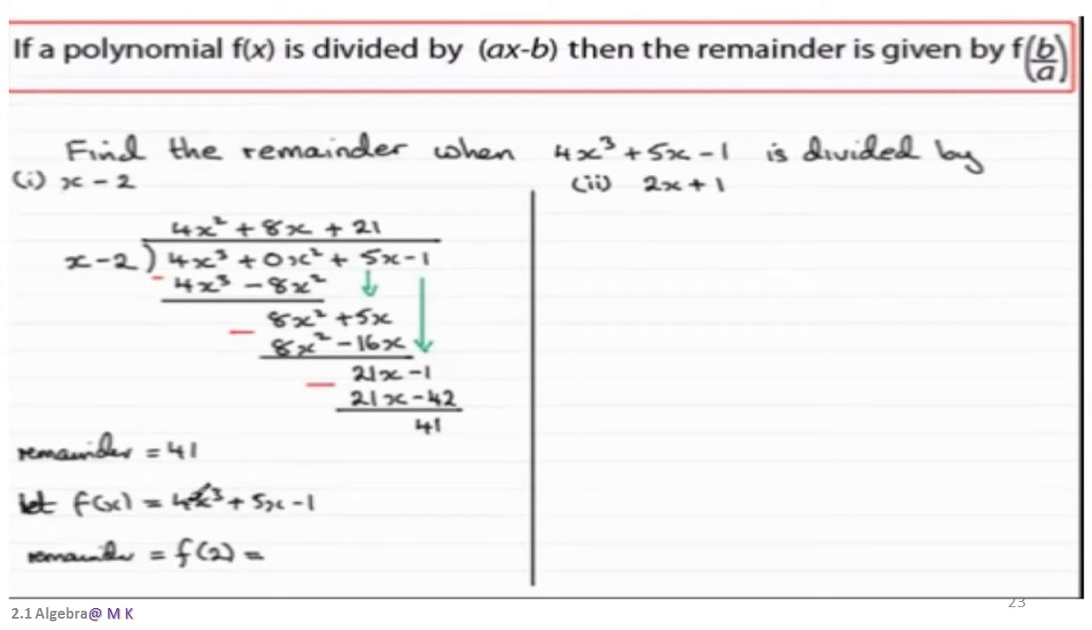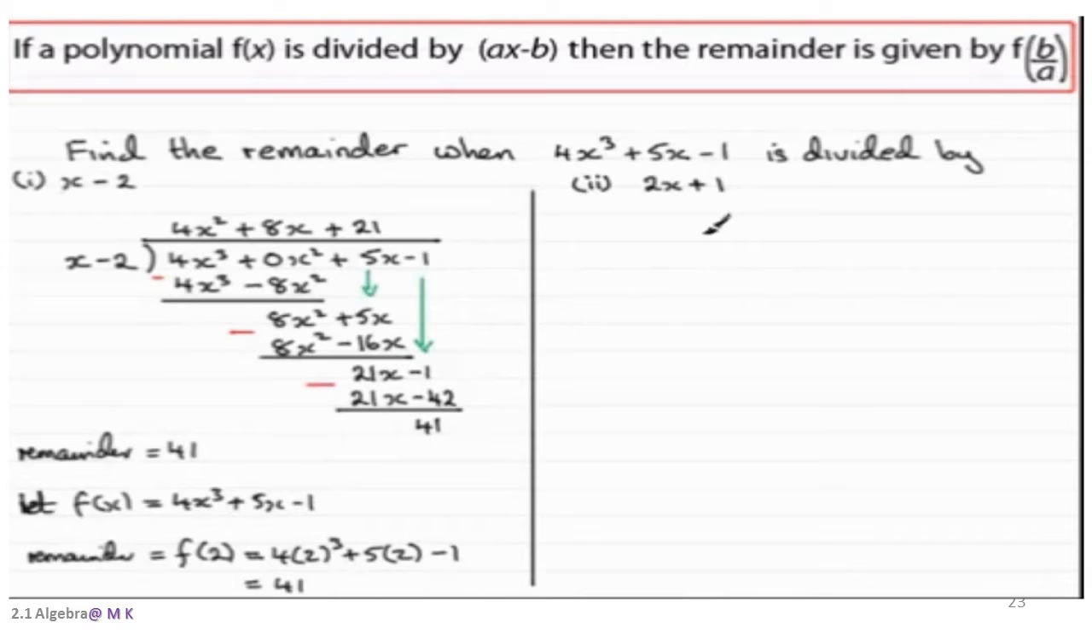That would mean that we substitute 2 for x in here. So we'd get 4 times 2 cubed plus 5 times 2 minus 1. And what does this come to? Well, 2 cubed is 8. 4 eights are 32, plus 5 twos are 10, that's now 42. Take away 1, 41. Our remainder here. So how easy was that? How quick was that? It's brilliant. So well worth remembering the remainder theorem.